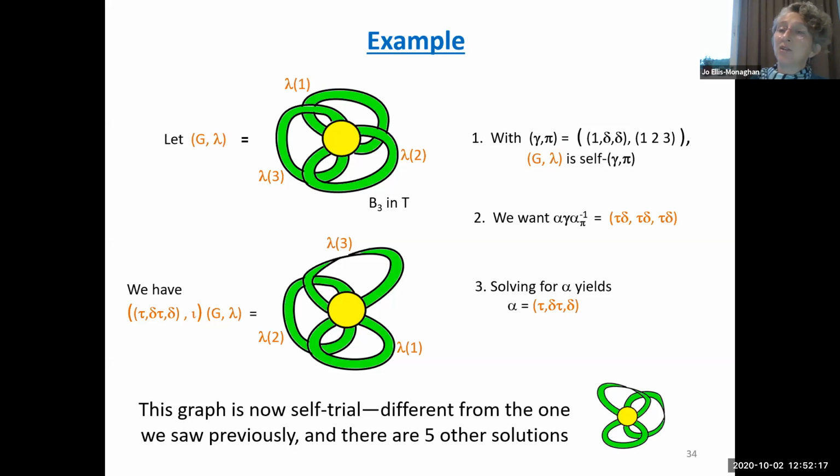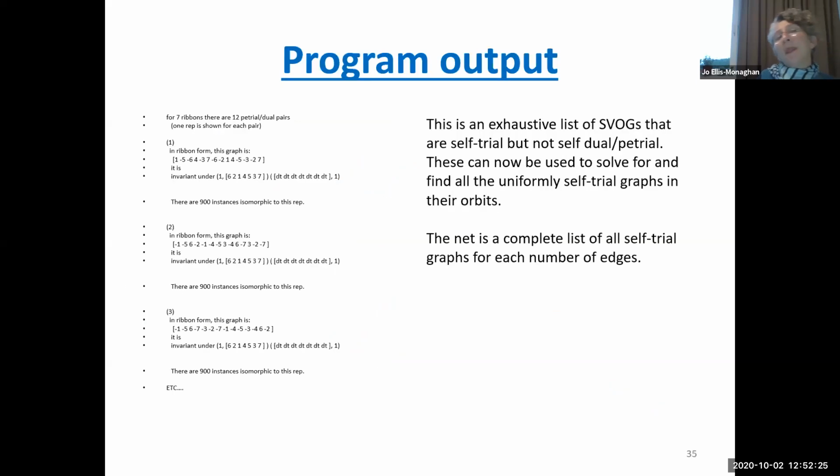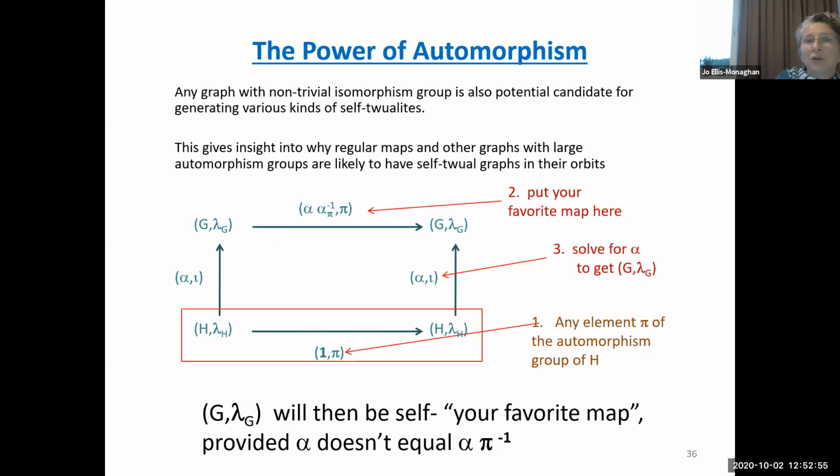So it exhaustively finds all of the possible 3-edge graphs. All right. Yeah, 3 edges is not all that great. So this is an exhaustive list of all the SFOGs that are self-trial, but not self-dual or self-petrial. And we get a complete list of self-trial graphs for each number of edges. And I can't remember when we got tired of running the program, but it generates all self-trial graphs up to, I don't know, 8 or 9 edges at this point. But exhaustively, all of them, it just goes through.